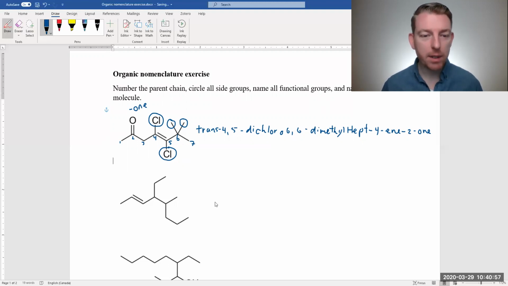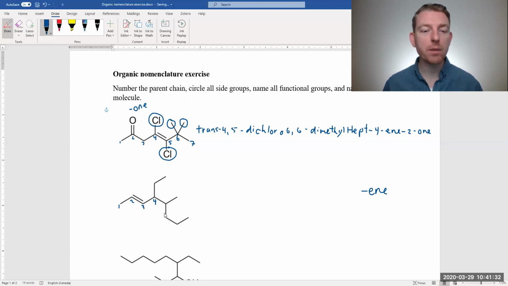Okay, so let's do the same thing on this one. So we see a double bonded carbon, and there's no other functional groups on here, so we're going to have an ene for a suffix. It also takes the lowest number carbon, so the parent chain has to include that double bond, and that has to have the lowest number possible on it. So we can start numbering our parent chain from the side that it's closest to. So 1, 2, 3, 4.